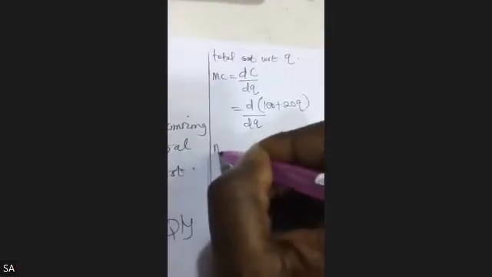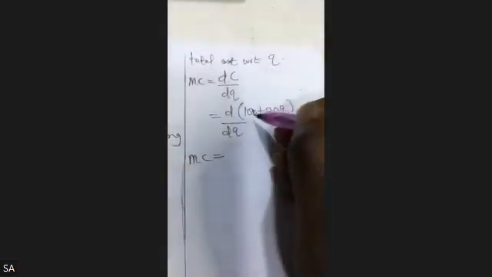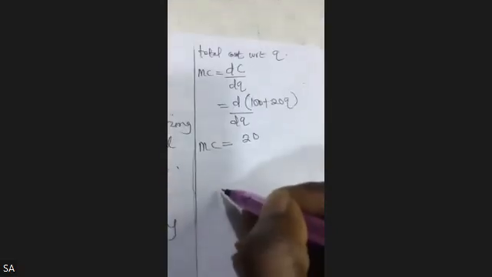So let's see what it's going to be. Marginal cost will give me, if you differentiate 100, it is 0, because 100 is constant. If you differentiate 20Q, you will have 20. But MR is equal to MC.